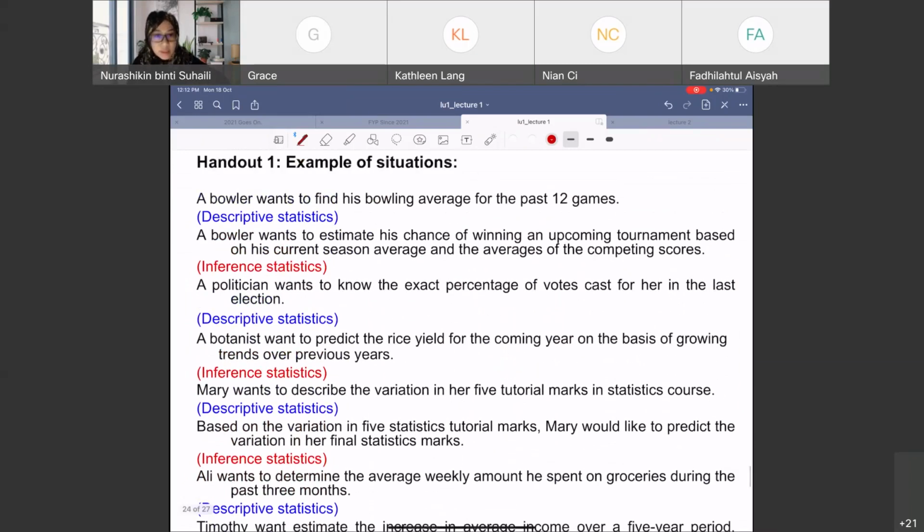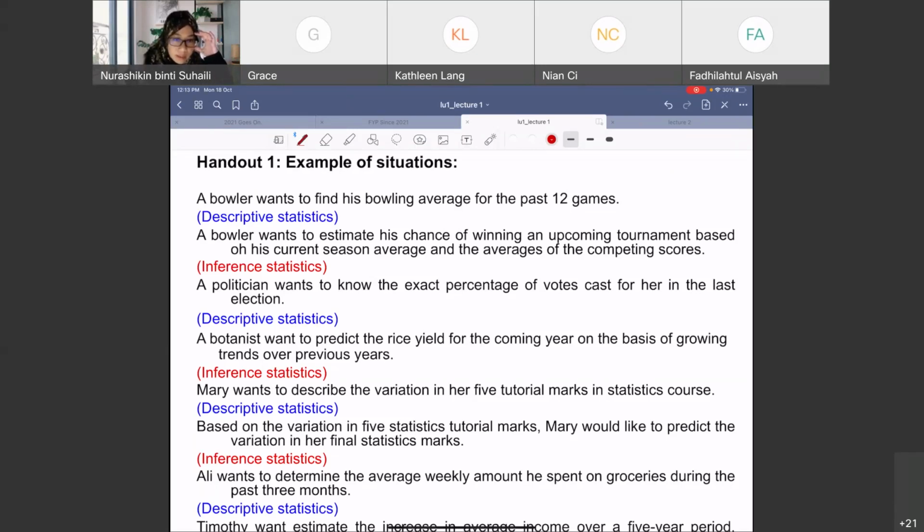Here are some situations. For example, the first example: a bowler wants to find his bowling average for the past 12 games. That is an example of descriptive statistics because you just want to know what it is, the description of the current situation. The second one: a bowler wants to estimate his chance of winning an upcoming tournament based on his current season average and the averages of the competing scores. You can see that this is about estimation or prediction. So that kind of thing is inferential statistics.